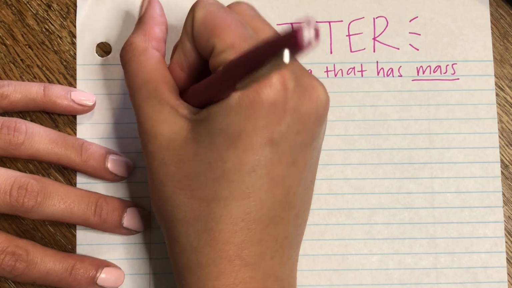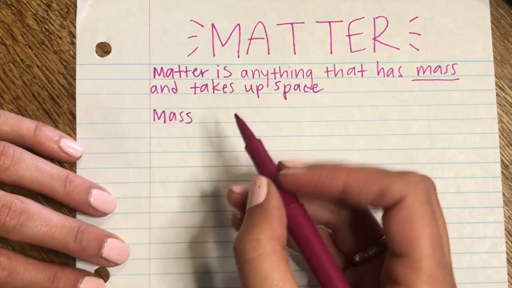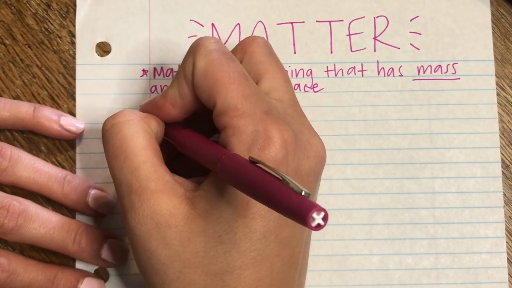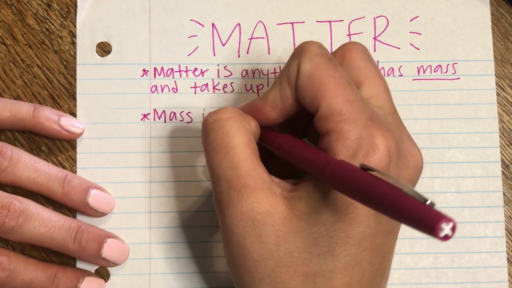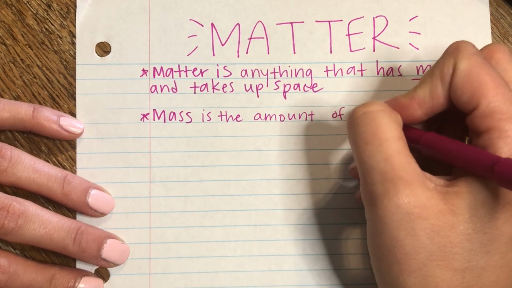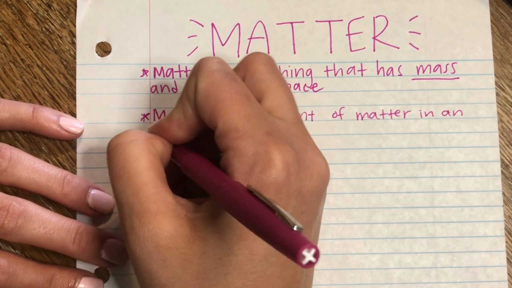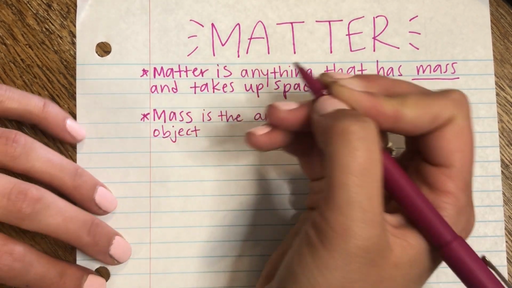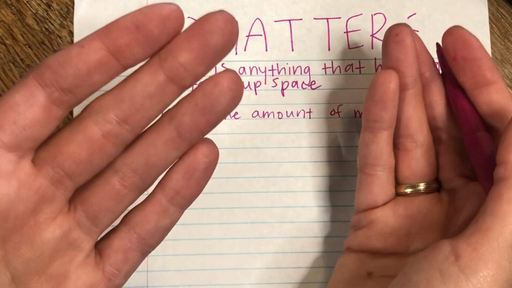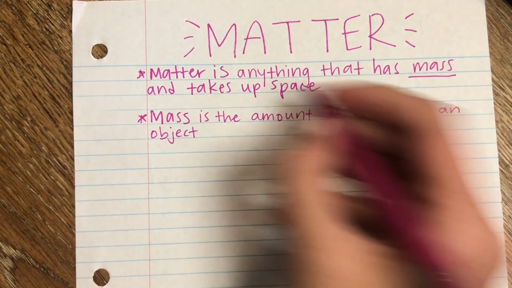So mass is the amount of matter that's in an object. So basically, it's the amount of space that it takes up. Mass, so I'm going to put a little star here and a little star here, is the amount of matter in an object. So just as you would measure weight with a scale, you measure mass using something called a balance. And you're going to see that in the textbook pages that you're going to read too. Amount of matter in an object.